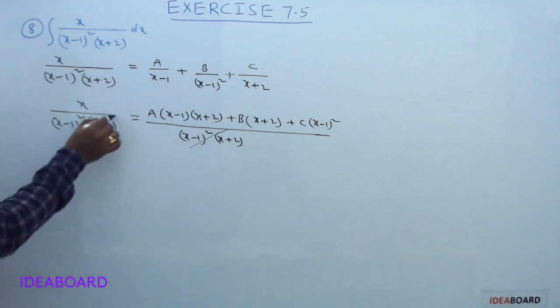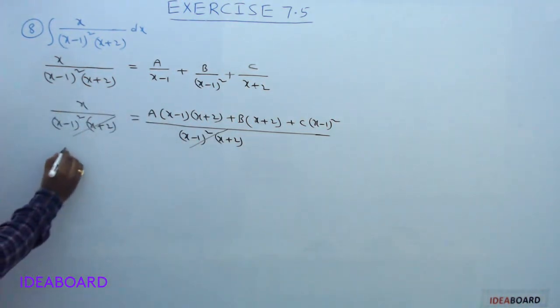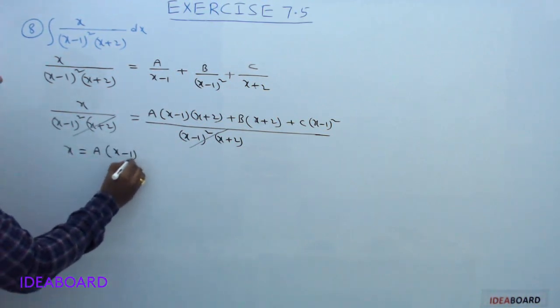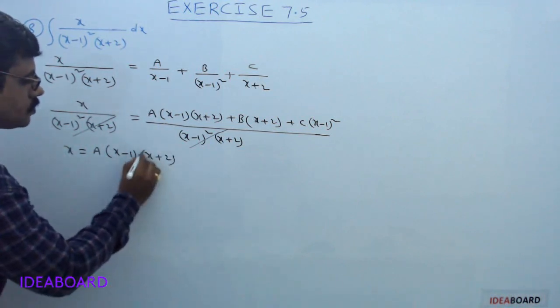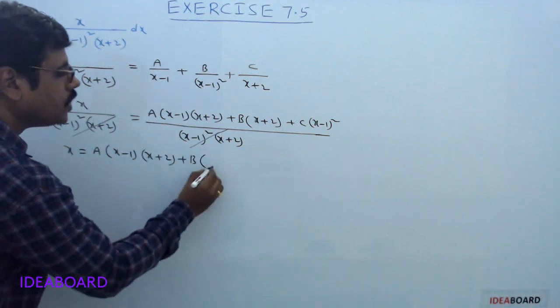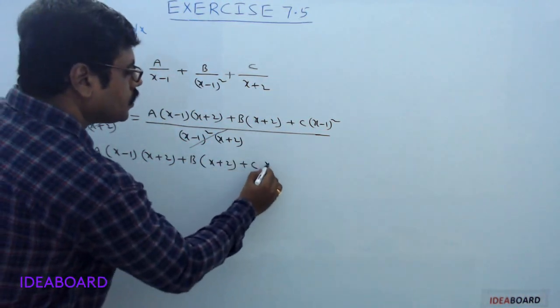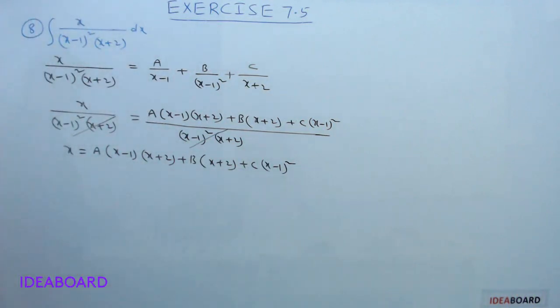Now cancel the denominators on both sides. Then write down the remaining expression. x equals a into (x minus 1) into (x plus 2) plus b into (x plus 2) plus c into (x minus 1) whole square.